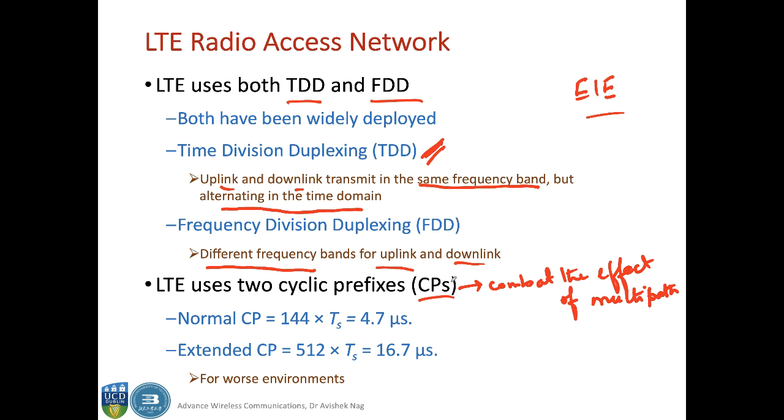The cyclic prefixes for LTE are of two types. There is a normal CP which is 144 times the basic time slot, so the total cyclic prefix length in terms of time will be 4.7 microseconds. And in case of very bad wireless environments, like when the multipath effect is very high, you use an extended cyclic prefix which is 512 times the basic time slot, and that would give you a 16.7 microsecond cyclic prefix.